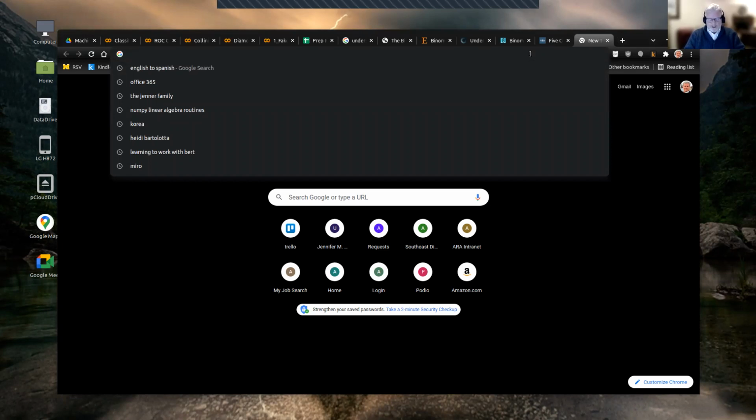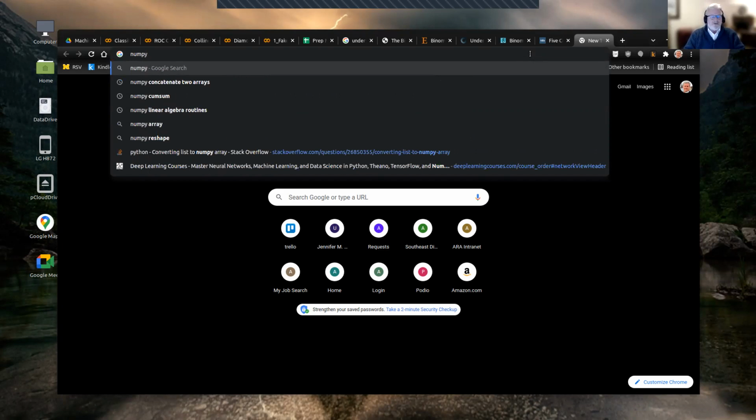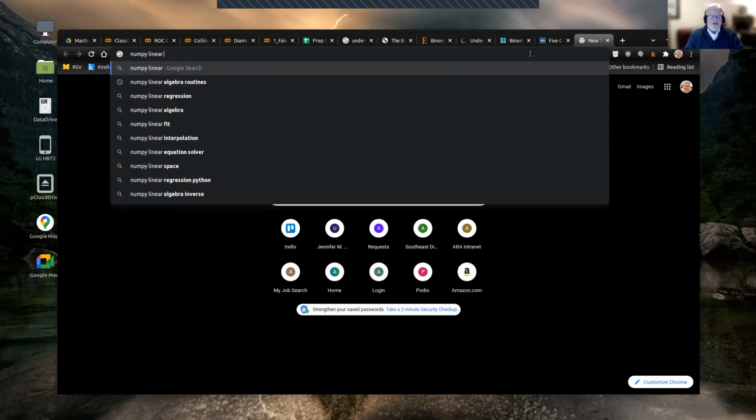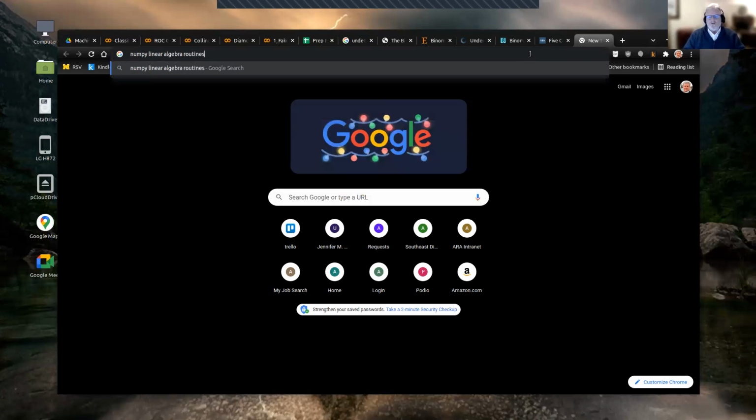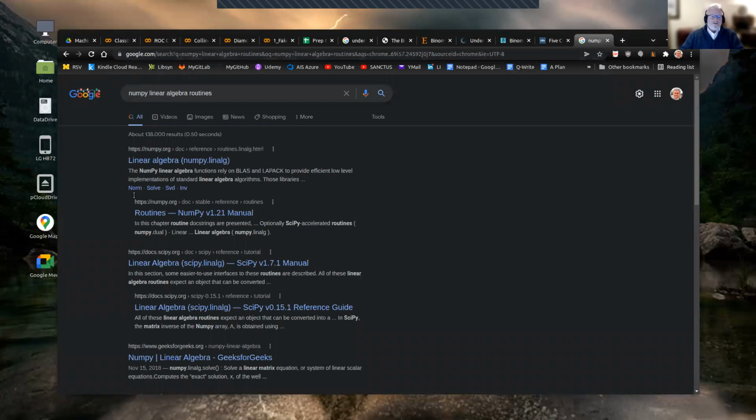So let's do this, guys. I just want to show you a process by which you start out not knowing anything, and I'm going to imagine I'm you doing that. NumPy, linear algebra routines. I could have written tools or methods, it doesn't matter. You start with something, and if that doesn't get you the results you want, you keep searching. Well, this took us right to numpy.org, a really good place to land.